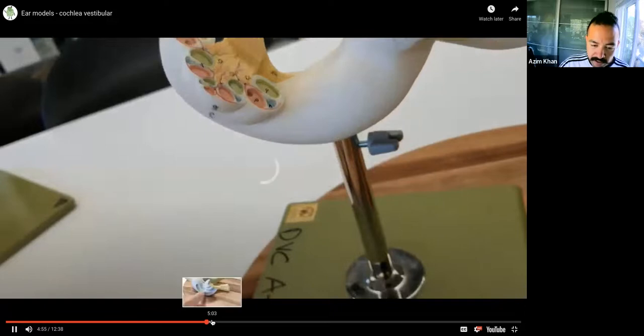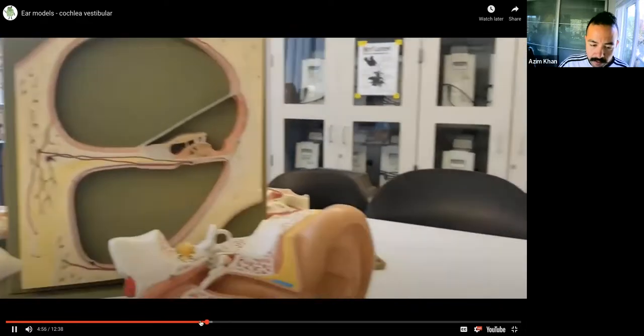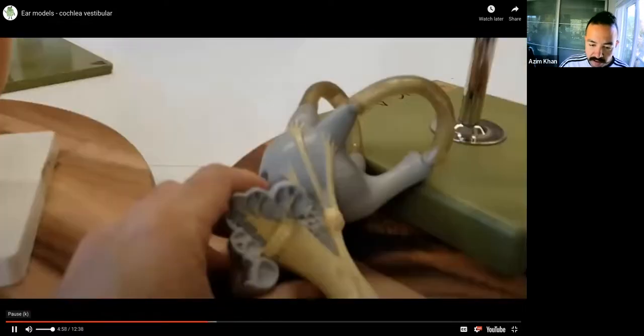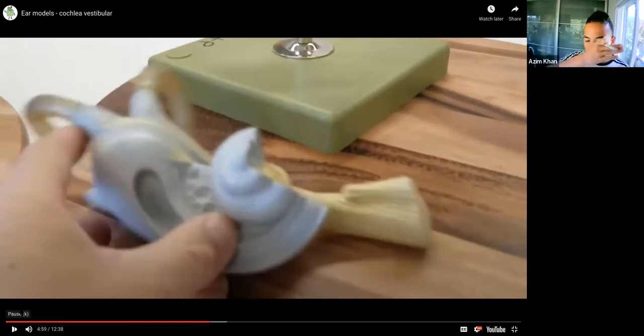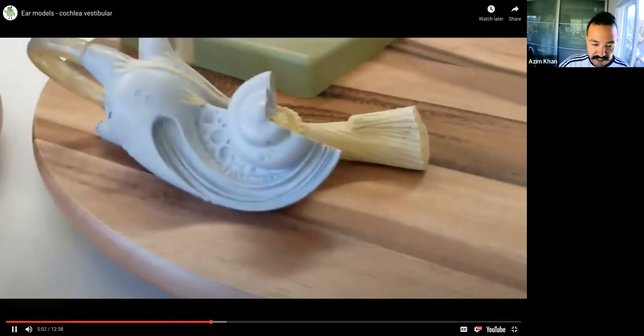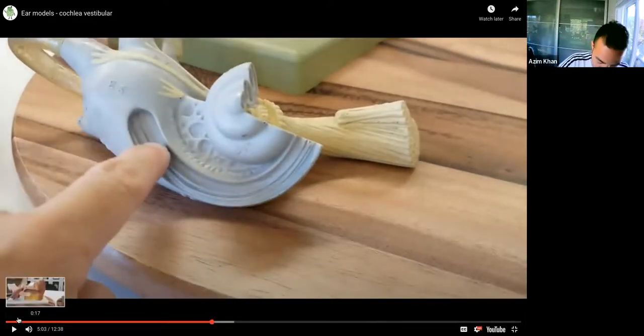Here's another model that shows not only the cochlea cut how we just saw it, but also cut the other way, longitudinally. So you can see the three different ducts. We've got media. I can't tell from here, but one of them is vestibuli, one of them is tympani. Spirals all the way around.